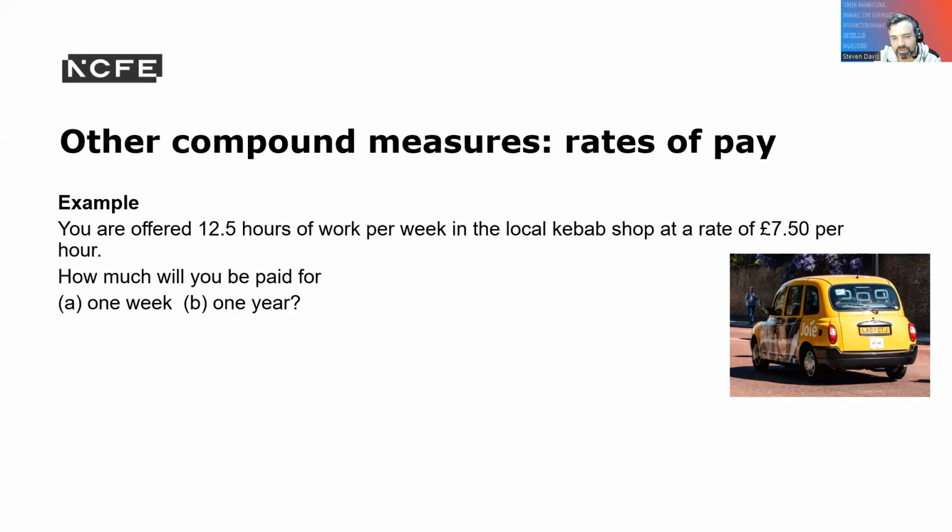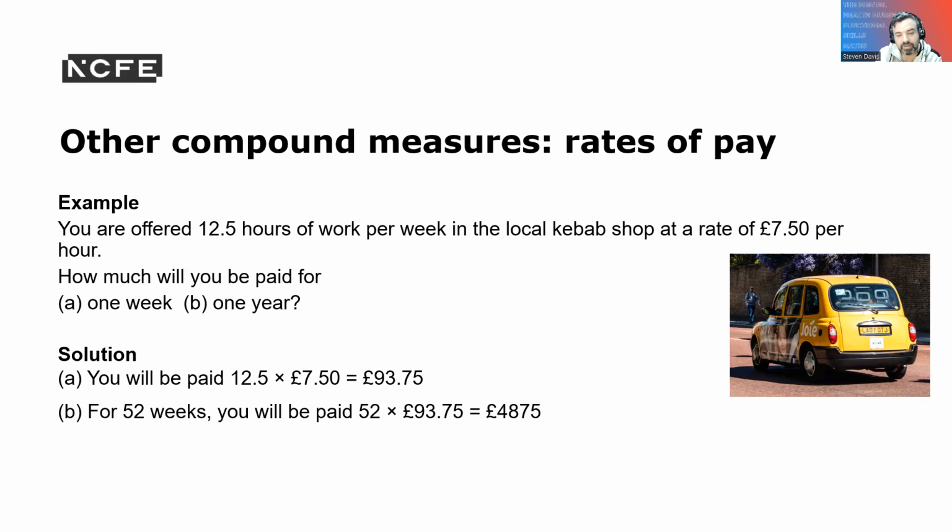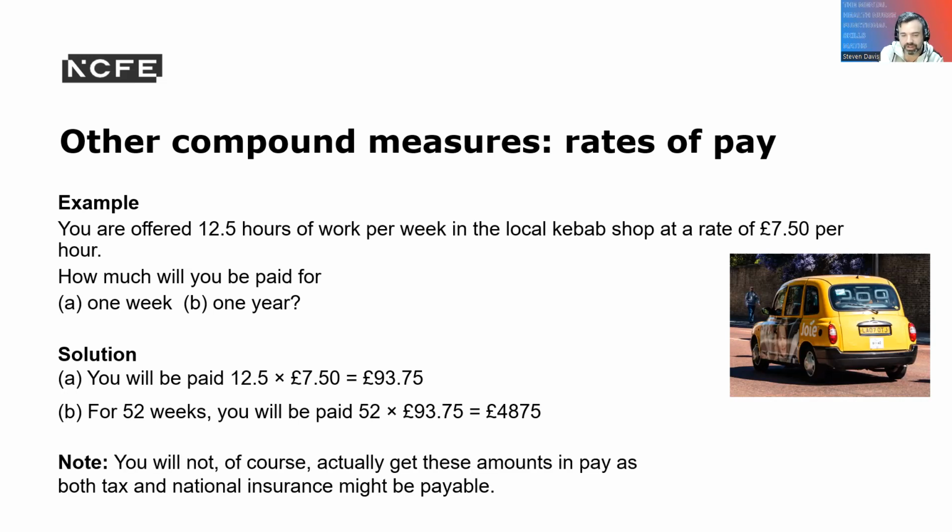An example here, you're offered 12.5 hours of work per week in a local kebab shop at the rate of £7.50 an hour. How much would you be paid in a week and a year? So the solution here then is you work 12.5 hours, times that by £7.50. That's £93.75. There are 52 weeks in a year, so you will be paid 52 times 93.75. So that's £4,875.